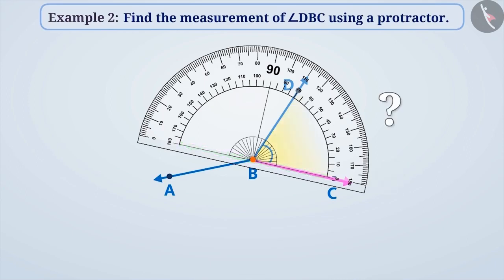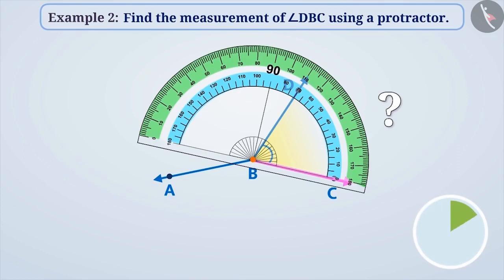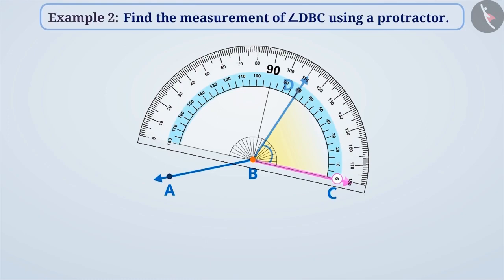Can you tell us which scale will be used to measure the angle, inner scale or outer scale? Think a little. Absolutely correct. We have to choose the scale on which the inscribed 0 degrees is close to the second point C. Since the inner scale is close to 0 degrees, we will choose the inner scale.